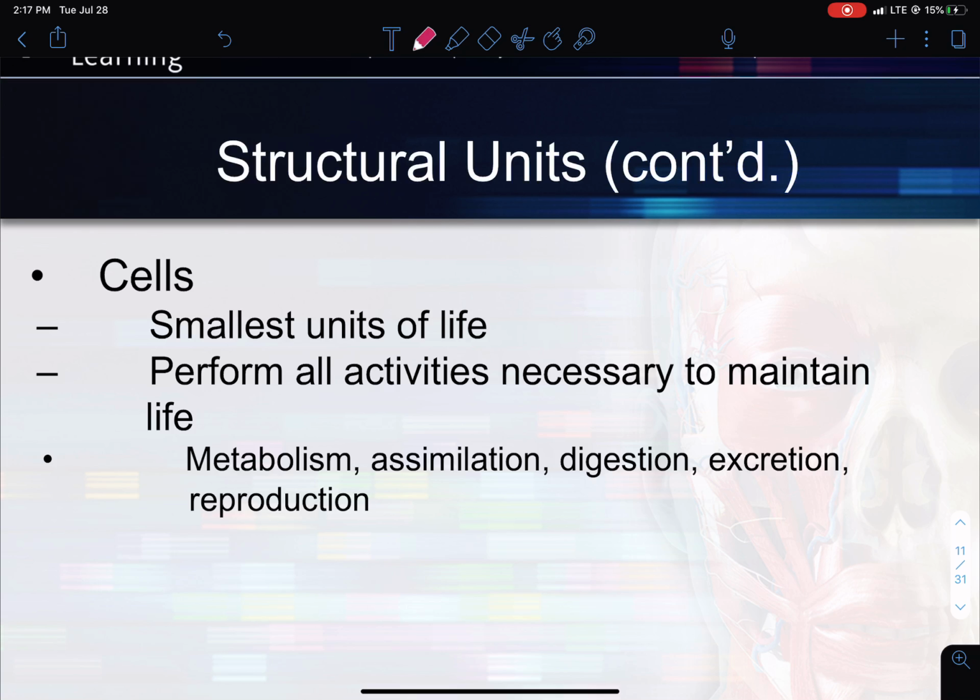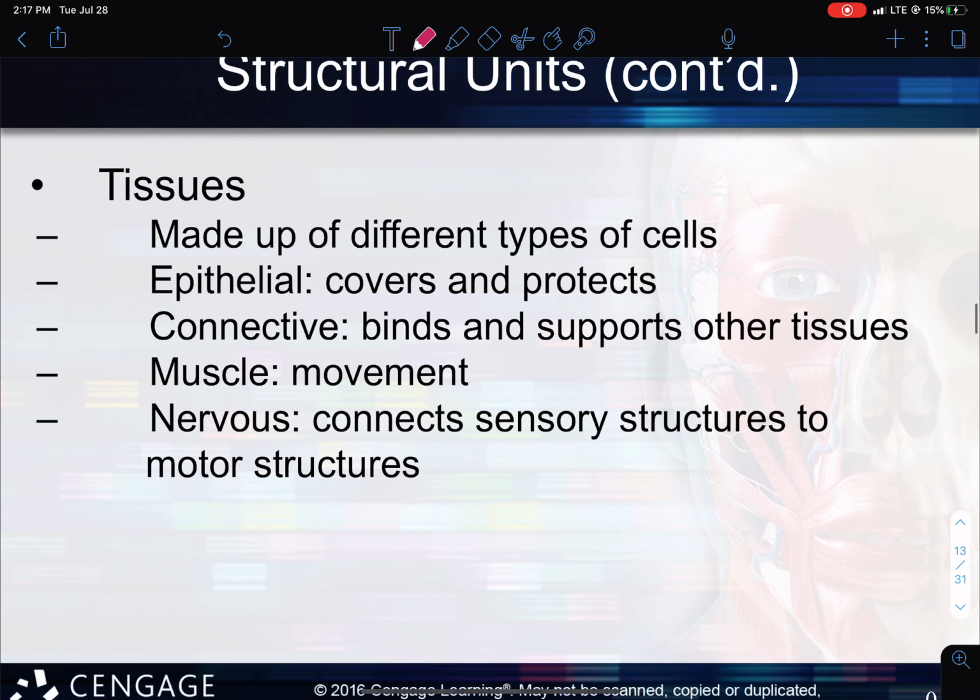And those cells are really important for a number of reasons, and it depends on what organ system they're a part of and how they perform those functions. But here are some examples: metabolism, assimilation, digestion, excretion, and reproduction, which we'll all talk about as we go through the individual organ systems. So if we assemble a bunch of cells together, then we get tissues.